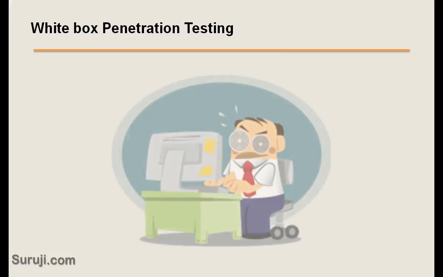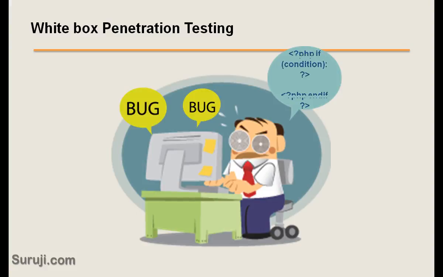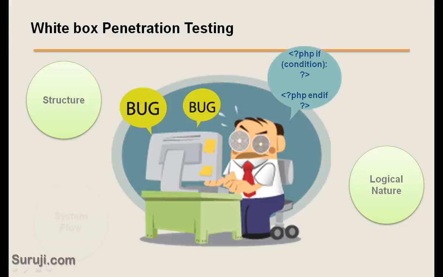White box is a method of testing the application at the level of source code. The source code of the application is generally provided to the tester. It is the detailed investigation of the structure, logical nature, and system flow of an application. The main goal of this type of testing is to provide as much information as possible to the tester so he can gain insight into the system and elaborate the test on it.